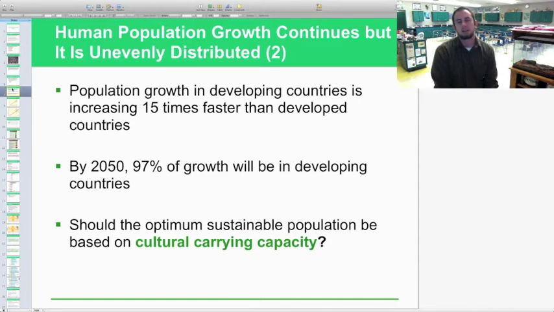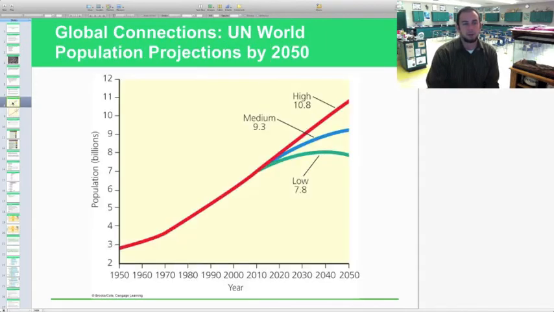What that means is that in different areas of the world, cultural carrying capacity is based on the culture. In some places, it's normal to have 9 kids, a huge family. Other places, it's not. So a sustainable population should be based on the different cultures, and whose culture should we base it off of? So there are a number of different questions based on our population growth.